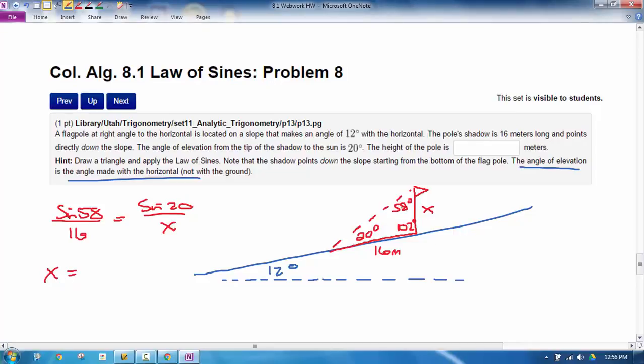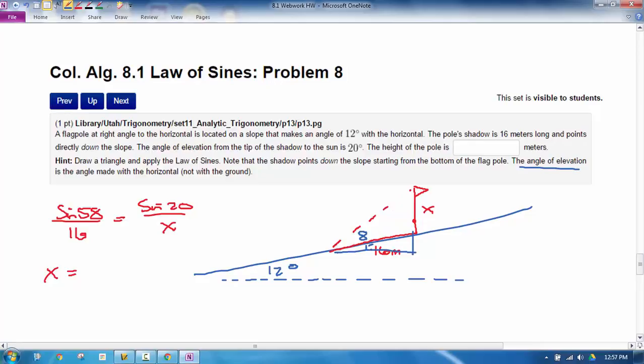I actually have to redo some of these angles because of this. It says the angle of elevation is made with horizontal, not with the ground. So when I do this triangle, I said that the 20 was the angle right here, but really it's the whole angle here. So I have to do 20 minus 12 to get the angle that's inside of here, which gives you 8. So this angle inside of here should be 8.